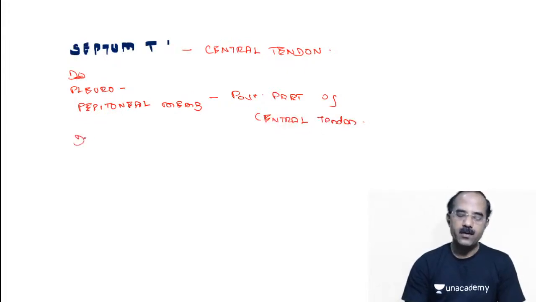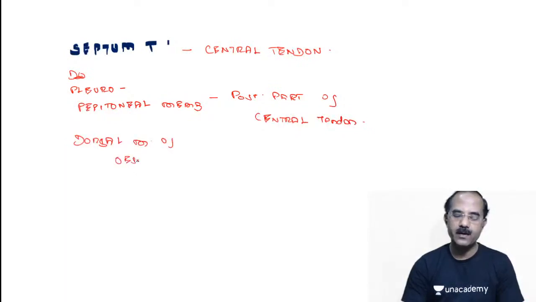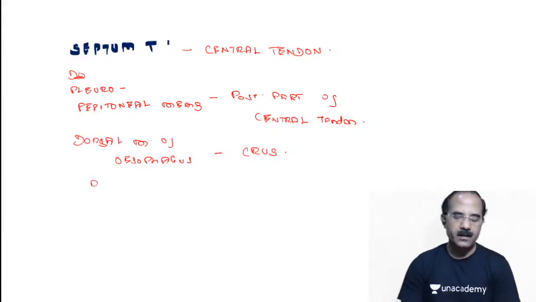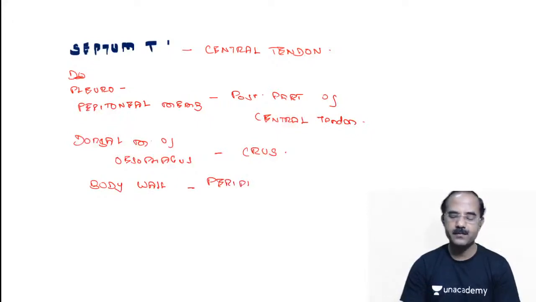Then is the dorsal mesentery of the esophagus. And what does the dorsal mesentery of the esophagus form? The crus of the diaphragm, the right and the left crus. And the last one is the body wall. And what does the body wall form? The peripheral parts. Very good. The peripheral part of the diaphragm.